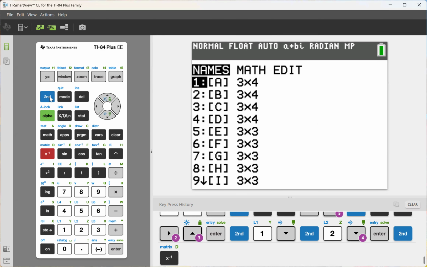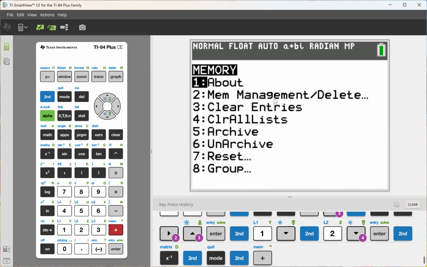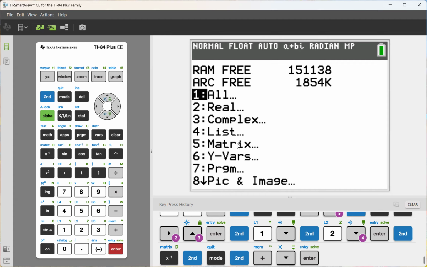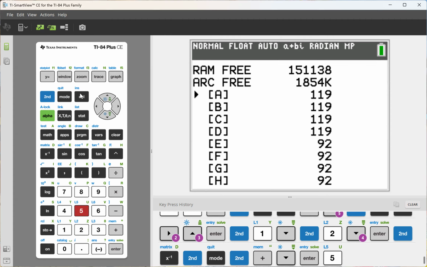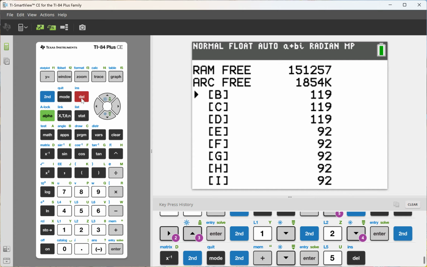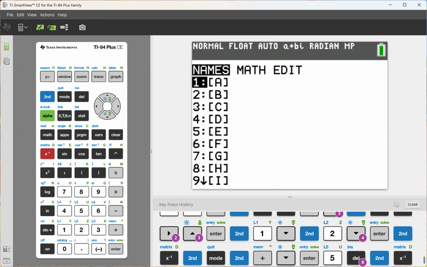So I'm going to exit out, second mode. That gives me the quit. And I'm going to go to my memory, which is above my plus sign. So I'm going to go second plus, and I need memory management delete because I'm going to have to delete those matrices. Number 2, and then number 5 is matrix. So go to number 5, and then I'm just going to delete all those by using the delete key on my calculator. Delete, delete, delete all those. Now, when I go back into my matrix menu, I have no matrices.